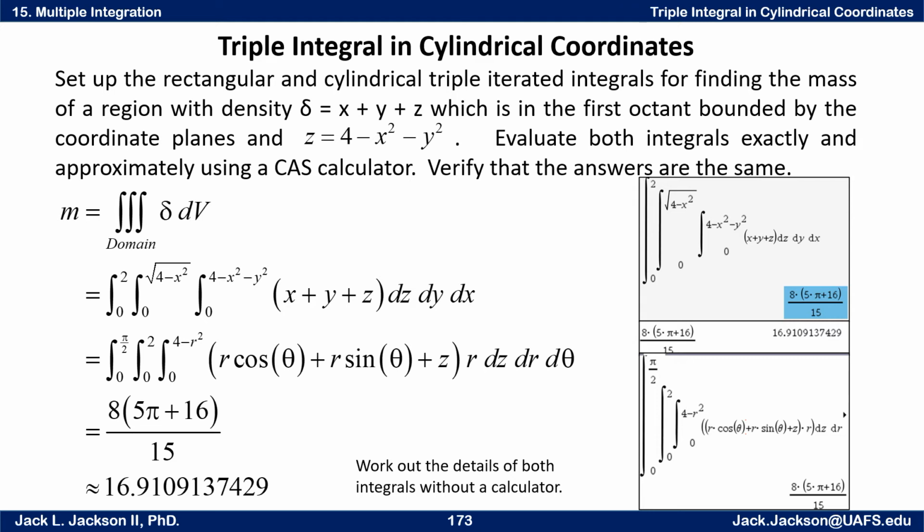Now let's see what happens if we try to work these things out individually. I'll start by pretending I don't have a calculator and want to work it out. Could I get this exact value? Well, let's look at the first one here, the integral of x plus y plus z.